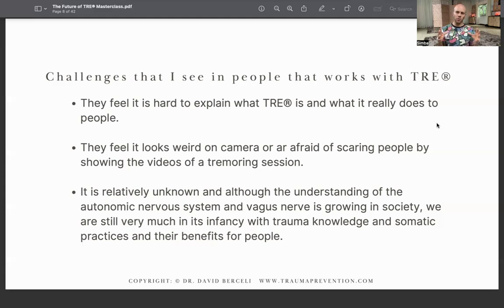And as a tool or a modality in general, it's relatively unknown. And although the understanding of the autonomic nervous system and the vagus nerve is growing and trending, and I'm starting to see more of it, hashtags on Instagram and programs, and there's a need for it, it's still very much in its infancy. It's still very much new. So we're kind of pioneers in that field in a sense, because we're trying to bring something out into the world that the world needs, but it's still a little bit new.